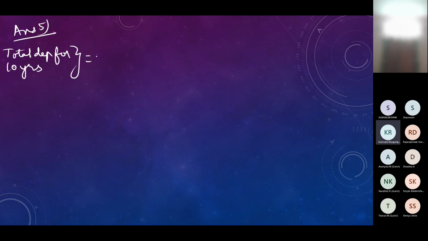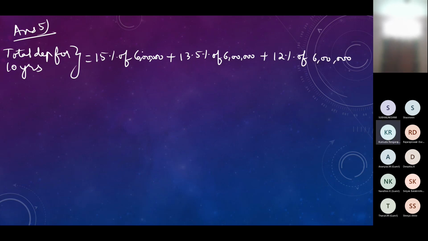First year, 15% of the original cost, 6 lakhs, plus for the second year, the depreciation is 13.5% of the original cost of 6 lakhs. For the next year, it is 12% of the original cost, 6 lakhs. See, what am I writing? This is the depreciation for the first year, this is for the second year, this is for the third year. And when you add all this, it is the depreciation for 3 years.